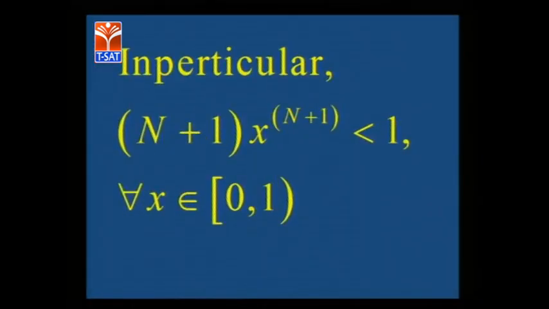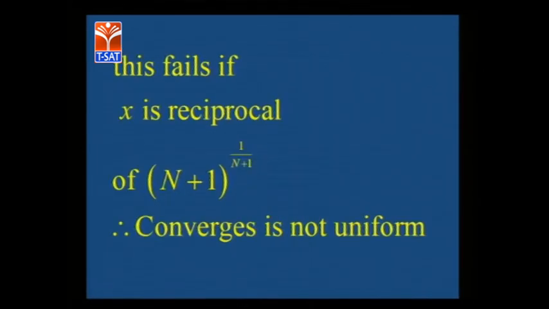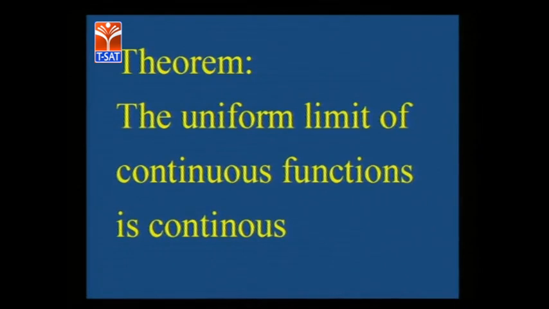Let epsilon is equal to 1, which is positive. According to the definition, we estimate mod fn of x minus f of x. In particular, take N plus 1 into x to the power of N plus 1 is less than 1, so we get the contradiction. That's why this convergence is not uniform convergence. It is only pointwise convergent, but not uniformly convergent. Why? In particular, we substitute the value here, so our estimation is not less than 1. That's why the convergence is not uniform.